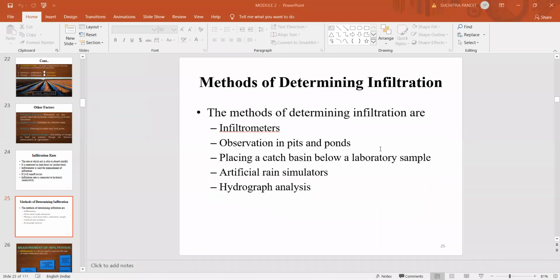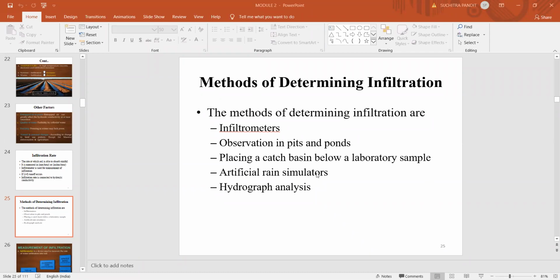Now, these are some of the methods of determining the rate of infiltration, either in the field or in the laboratory. Methods of determining infiltration through infiltrometers. And also you can have observation pits and ponds, especially in an agriculture plot. And also you can place a catch basin below a laboratory sample. So you can simulate the field condition in the laboratory, and also you can find out the rate of infiltration in different soils. And you can also have artificial rain simulators.